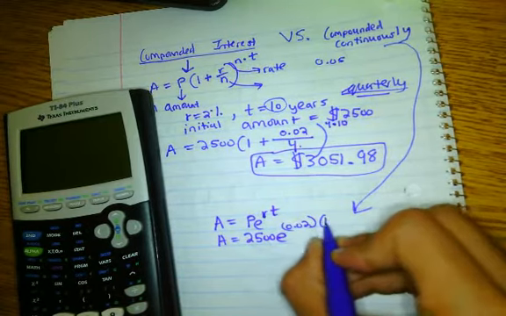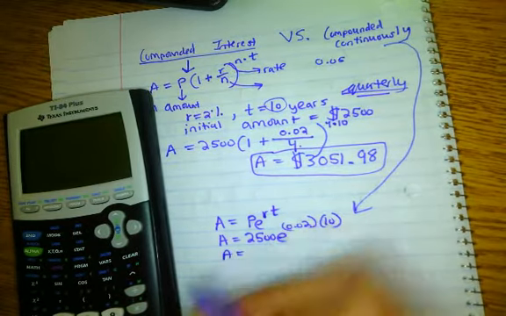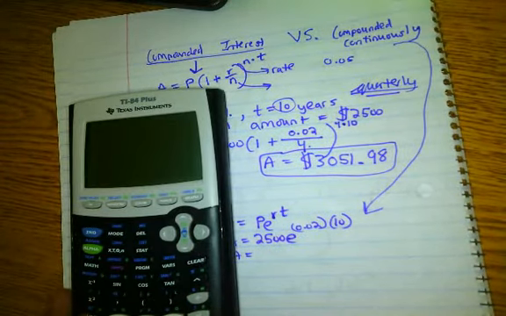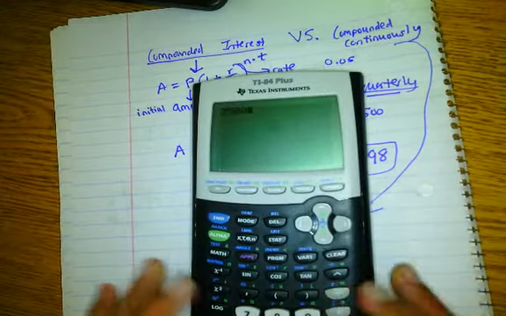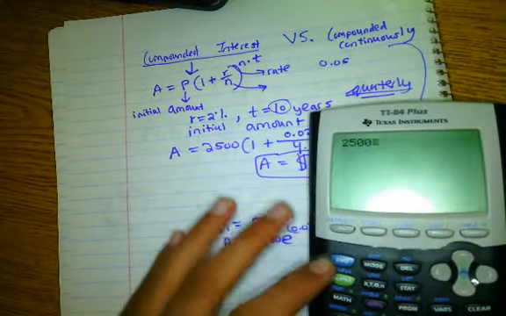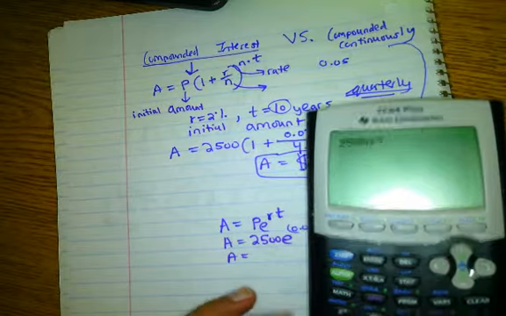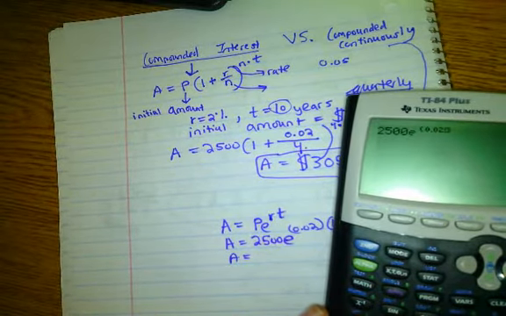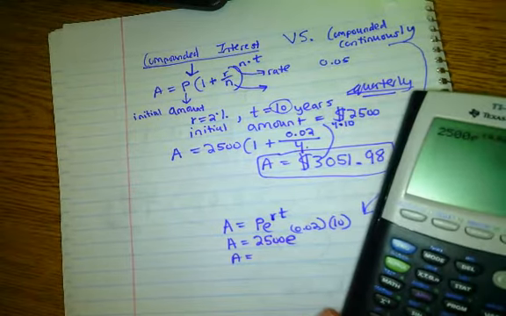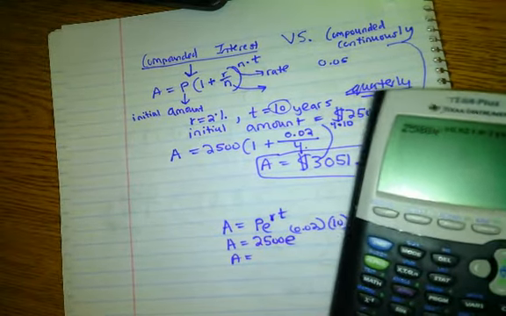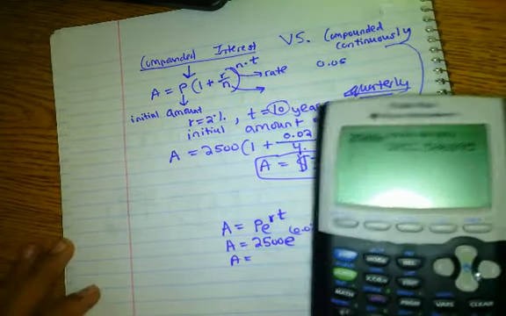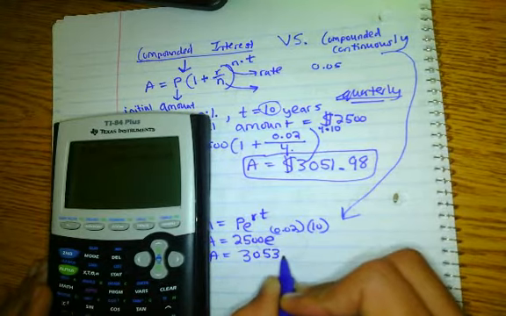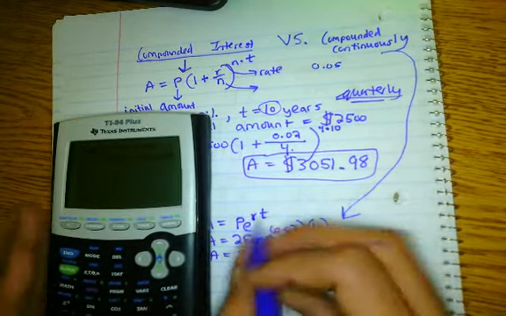And again, all we're really doing is just substituting these values in the calculator, so it would be 2,500, and you have the power of e to the 0.02 times 10. So you should be getting $3,053.50. So that's your final amount that you get.